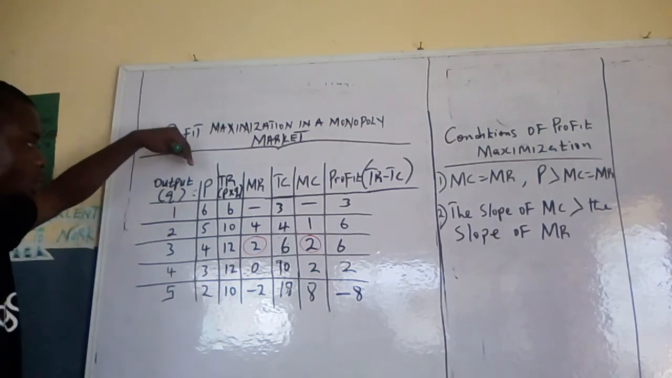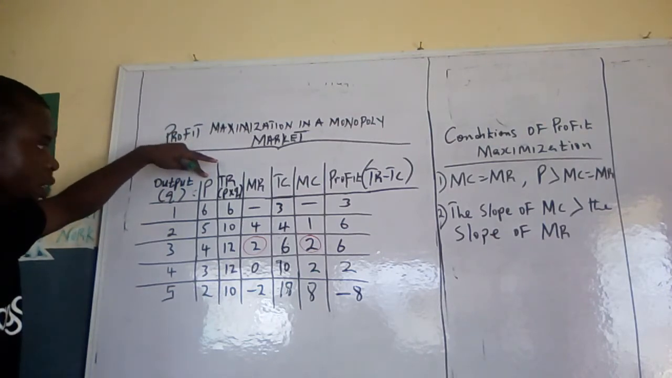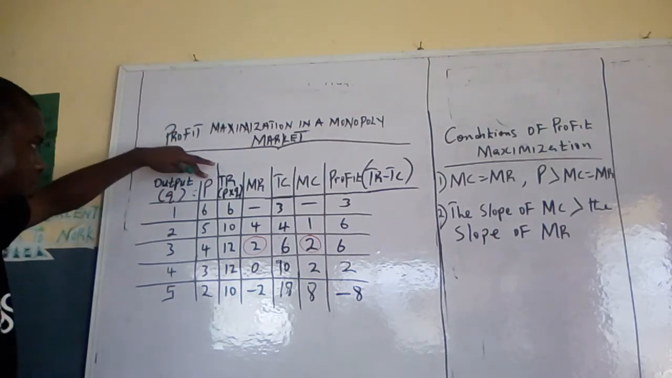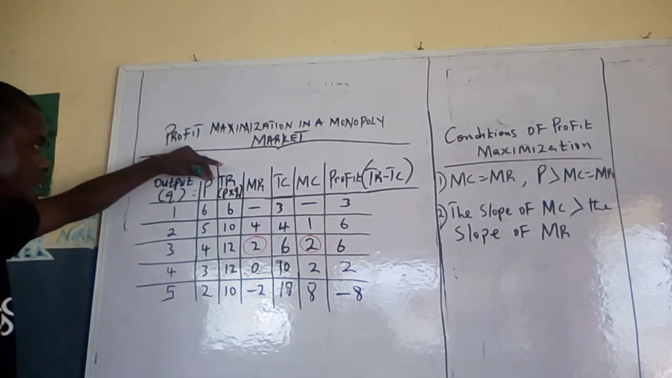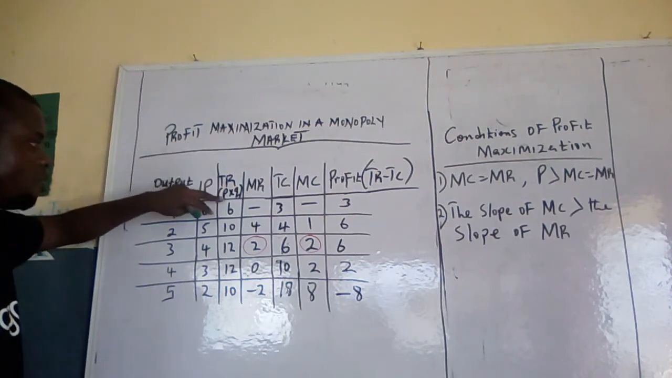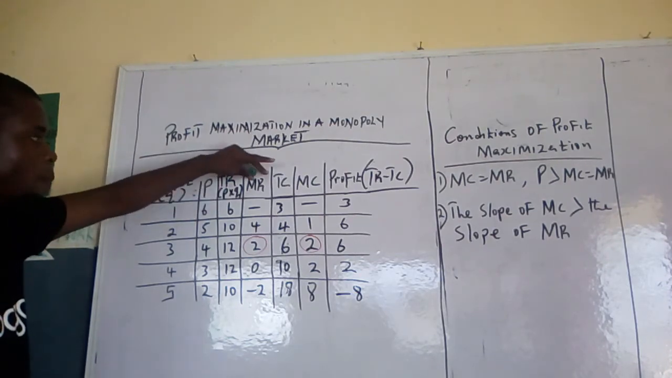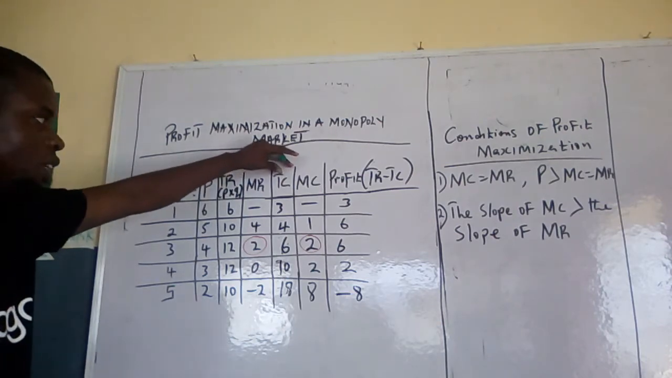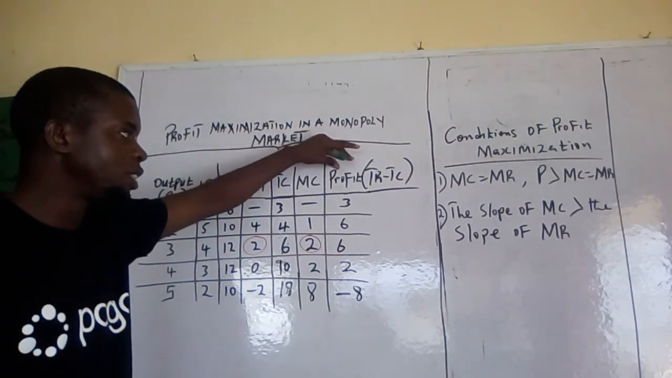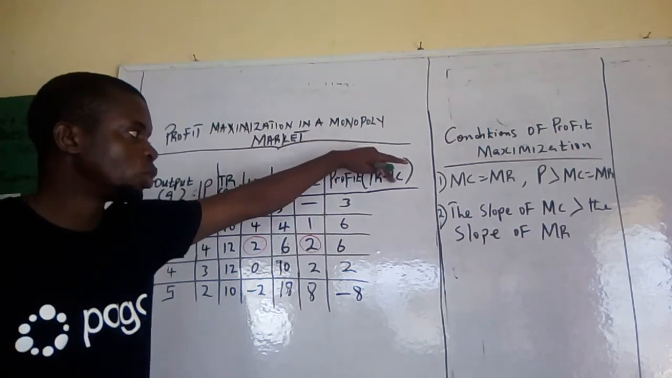We are going to start our journey from P, that is price. This is our output. This is our price. This is our total revenue, derived by P times Q. Then this is our marginal revenue. This is our total cost. This is our marginal cost. This is our profit, which is total revenue minus total cost.